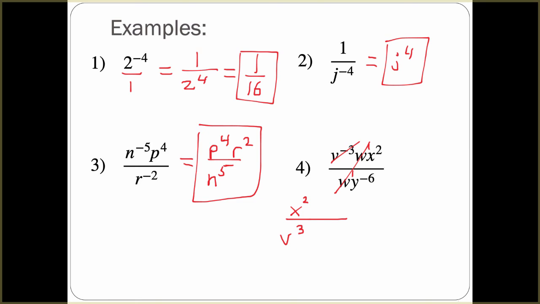Now in the denominator, we still have y to the negative sixth. We must move it from the denominator to the numerator to get that positive exponent. So we have y to the sixth moving to the top. And this is my simplified version. There are no longer any negative exponents. We have x squared, y to the sixth, all over v cubed.